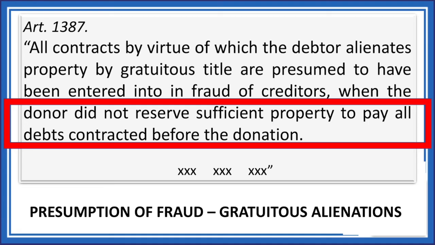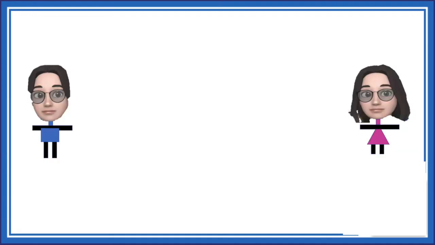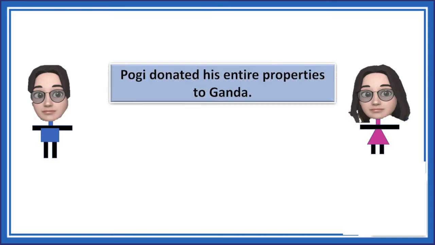So, it is presumed na yun, yung pagbibigay mo ng property mo na yan dun in favor of that person, kahit alam mo na may utang ka pa sa iba, is fraudulent to defraud doon sa mga inutangan mo. So, example, if si Pogi, dinonate niya ang kanyang lupa to Ganda.